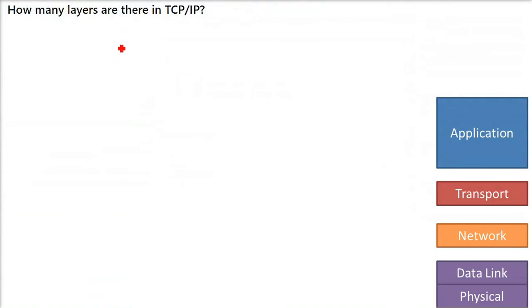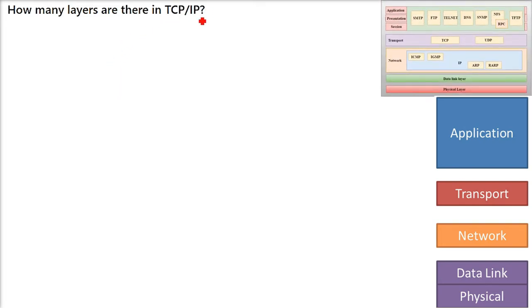How many layers are there in TCP/IP? Transmission Control Protocol, Internet Protocol, has 5 layers. Previously, or the counterpart, is ISO OSI, International Organization for Standardization, Open Systems Interconnection. This is the model of 7 layers. Now, the makers of TCP/IP combined application, presentation and session, and made them into one. And the other layers are still the same.